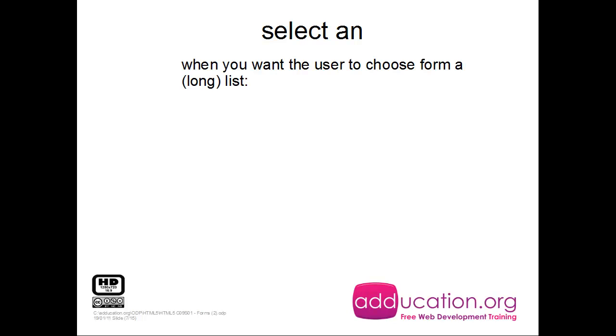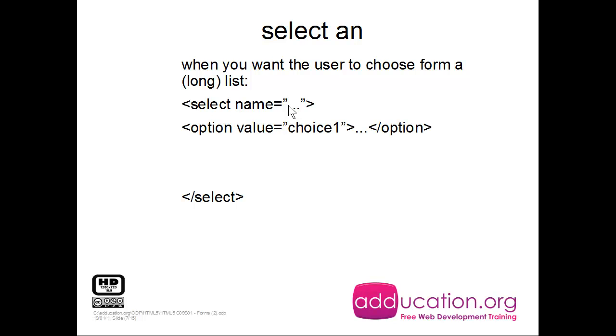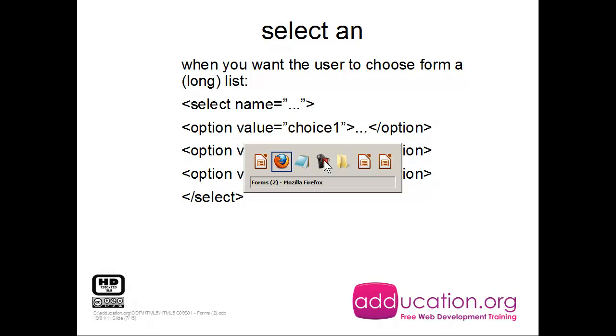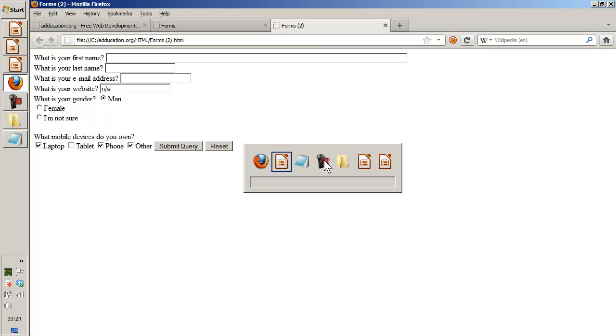What we can do is also have a selection when you want to choose from a long list. We have to make it with select, give it a name, its identifier again. We have to close it, and in the selection opening and closing tag come all the options. So this will be value 1, value 2, and value 3. An example for this one.